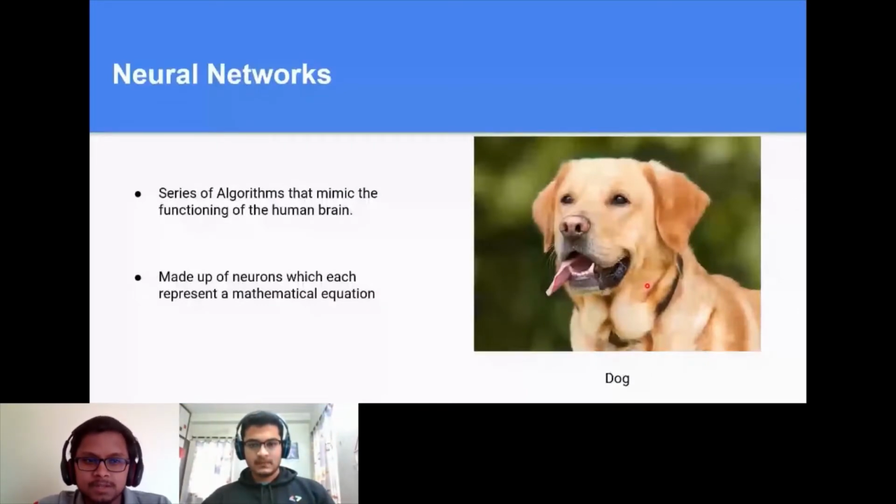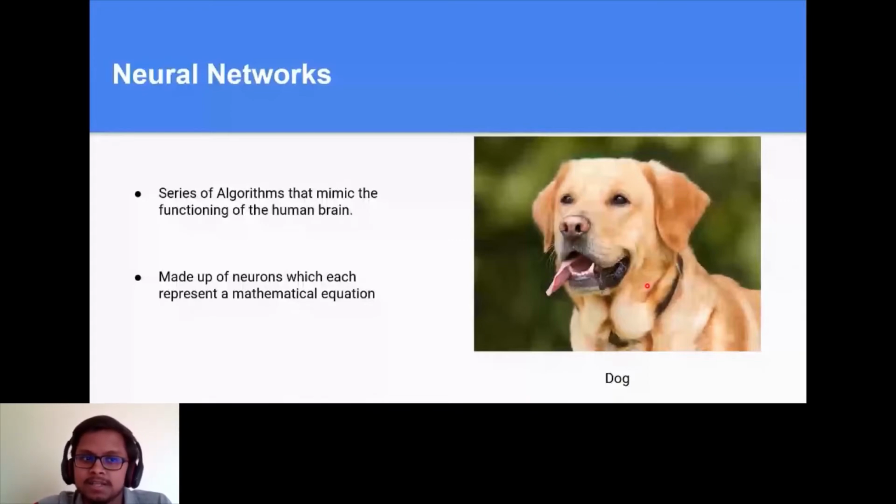With neural networks, this action of neurons, this functioning that happens as soon as you look at something, is what you are trying to replicate. So what are neural networks basically? These are just a series of algorithms that try to mimic the human brain, in which each neuron would represent a mathematical equation. Now that we are done with the definition, why do we really need neural networks?